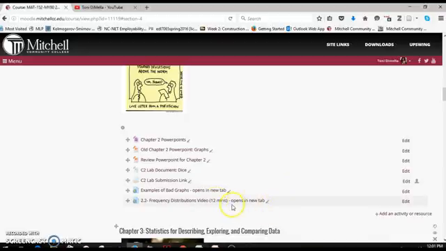So after you watch this video, you might want to check out your examples of bad graphs. And that is the last video for Chapter 2.